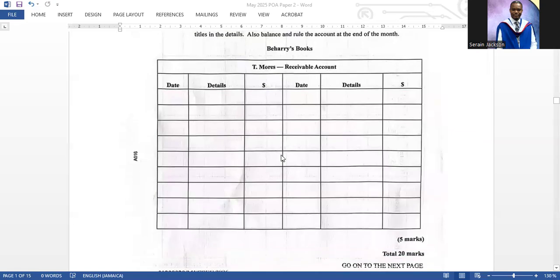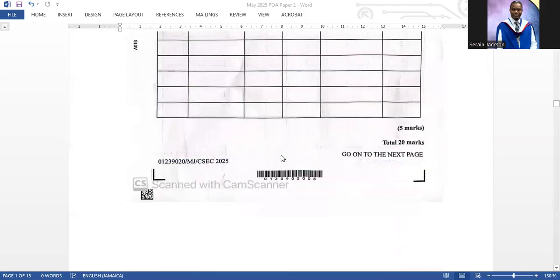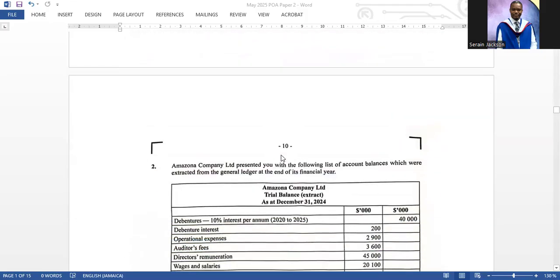So overall, question 1, though it is long, it has many parts. I believe that it's a fairly simple question, right? The average accounting student should be passing this question. Everybody should at least look at books of original entry. That is not a topic that people skip over, right? That's a foundation topic. So most persons should be passing that question.